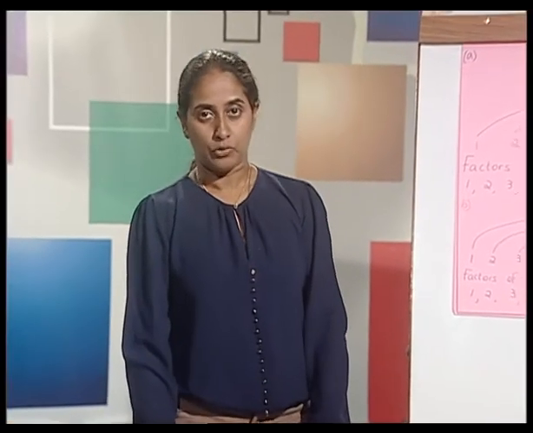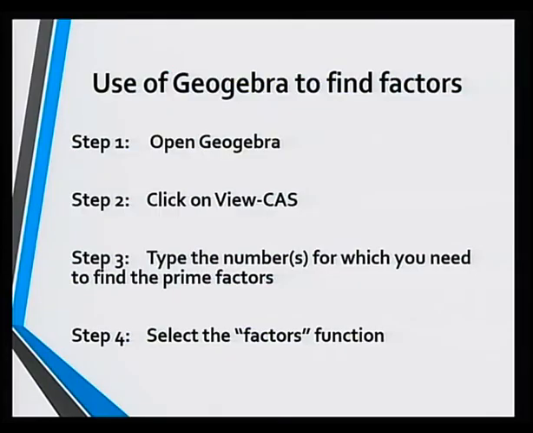You can also at home try to use GeoGebra, which is a free software easily downloadable at home, to find factors. These are some of the steps that you can use to find factors. So you have to download the software, you open it, then you click on View, CAS, you type the numbers for which you need to find the prime factors, and you select the factors function.